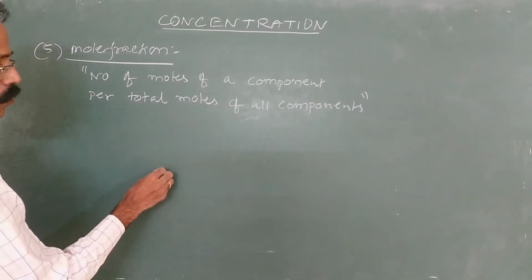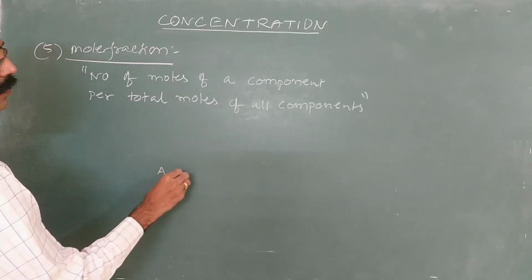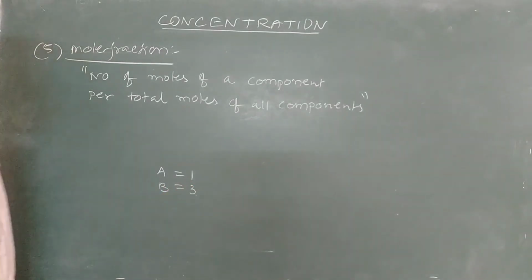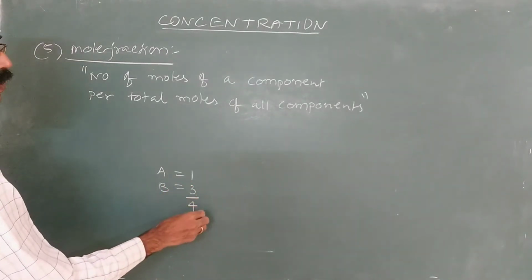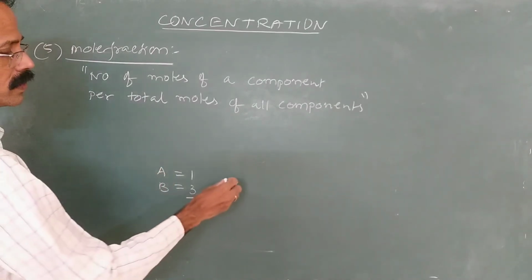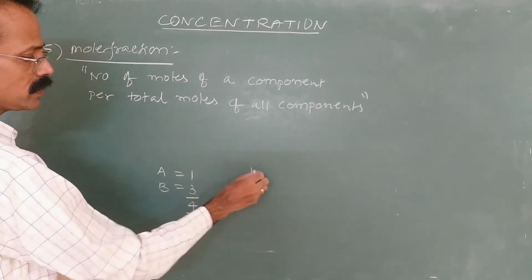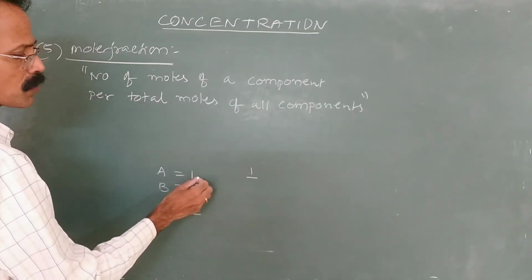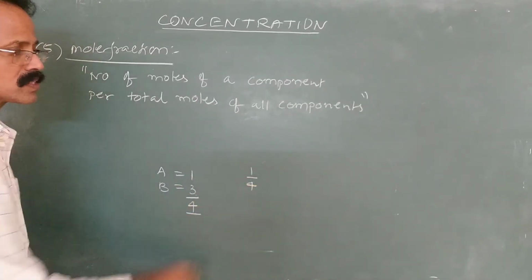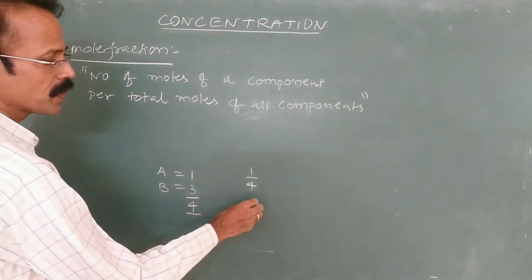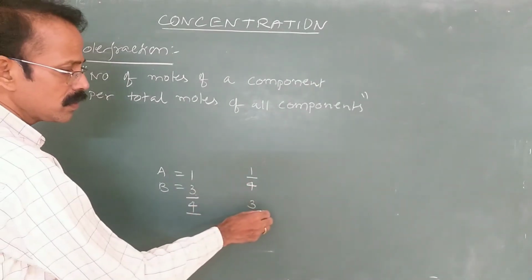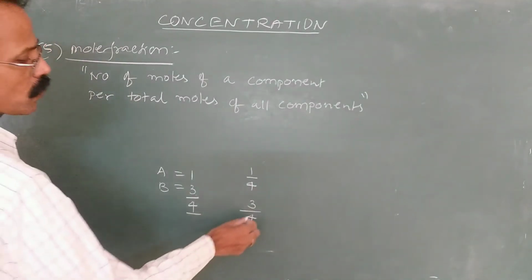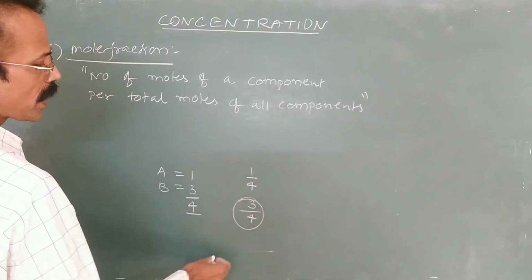For example, 1 mole of A and 3 moles of B are mixed together to form a solution, so the total moles will be equal to 4. Now the mole fraction of A is the number of moles of component A divided by the total number of moles, which is 4. So the mole fraction of A is 1 by 4. Similarly, for the mole fraction of B, 3 moles of B are present per 4 total moles of all the components.